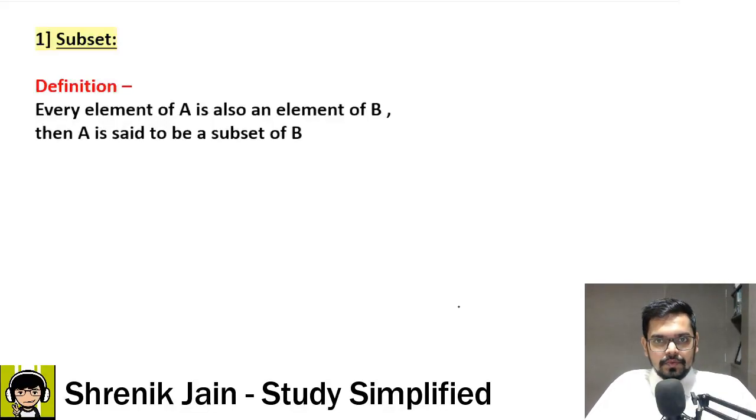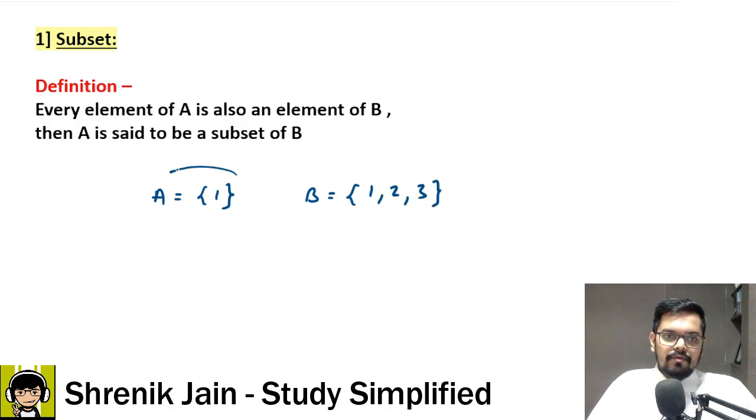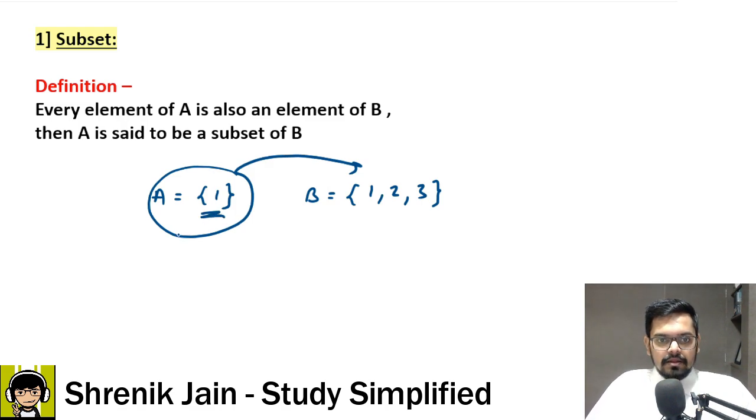Welcome to lecture 2. In today's class, we are going to study about subsets and their types. Very first question, what is a subset? Suppose I have a set A, a singleton set which has this element, and one more set B which has elements 1, 2, 3. So can I say every element of set A is present in B? Yes, this is the element which is present in B. Therefore, A is known as a subset of B.